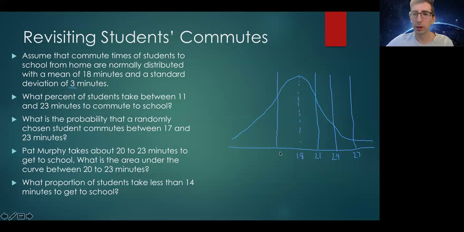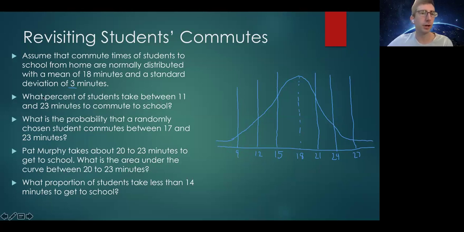Now as I go 1 standard deviation below my mean, I'll subtract 3 and get 15. If I go another standard deviation below that, subtract 3 from 15 and get 12. And lastly, I go 3 standard deviations below my mean, subtract 3 more from 12, and I'll get 9.